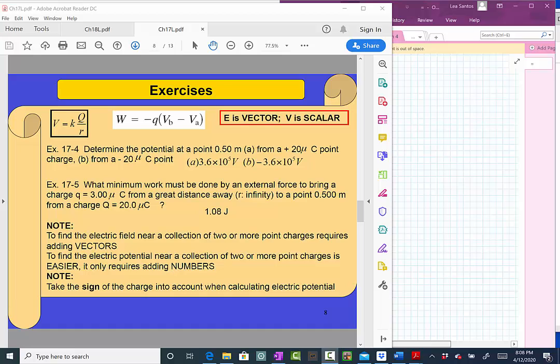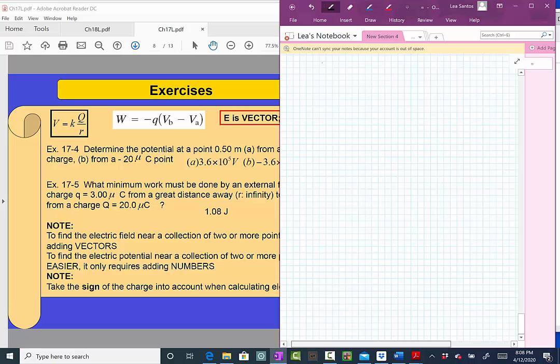So let's solve some problems involving potential, but potential now for a single charge. As we saw, the potential for a single charge is given by K, the constant, Q, which is the charge that is involved, and R. R is the distance from that charge. In this equation, the sign of the charge is important. We have to take this into account, if it's Q positive or if it's Q negative.